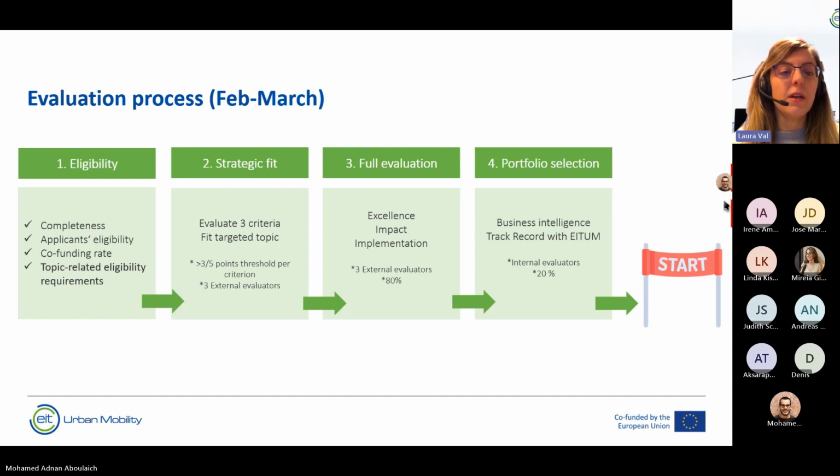Then when everything is eligible, we move to the strategic fit and the full evaluation. In these steps, step 2 and 3, we have 3 external evaluators from outside the EIT that will evaluate the proposal. The first step is to evaluate how this proposal is fitting in the EIT strategy, in the targeted strategy, and also how it's aligned with the topic that you are applying to. So they will evaluate these 3 criteria, and you need to score more than 3 out of 5 points in all these 3 criteria. And if you do that, then we move to the next step, the full evaluation. In this step, these external evaluators will evaluate the excellence of the project in terms of the level of novelty that this technology is bringing versus the state of the art.